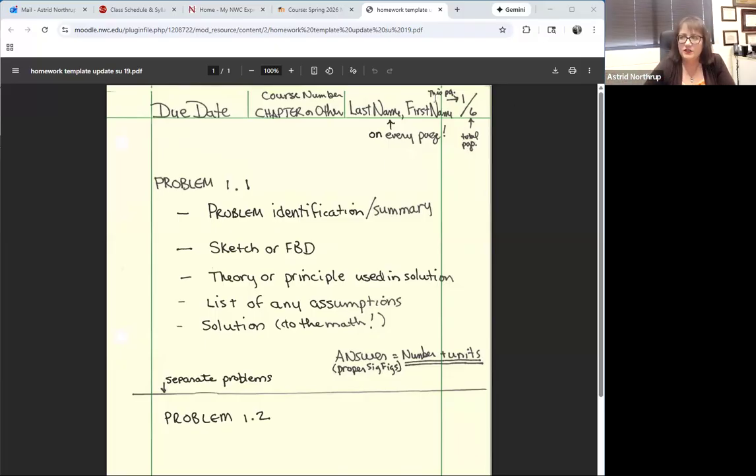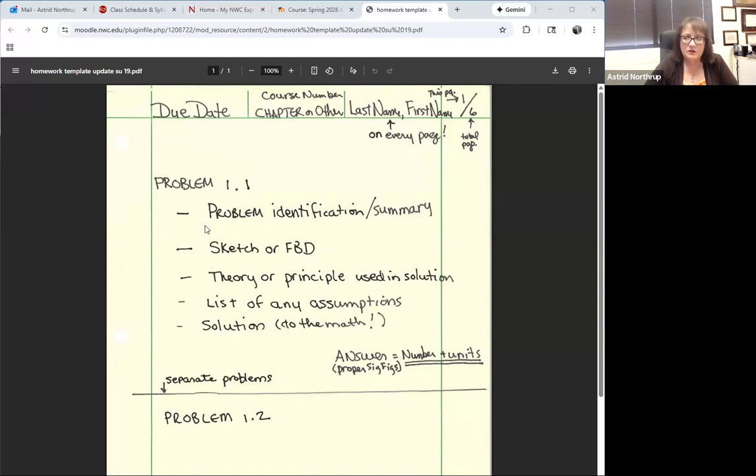So the number of pages you have is going to be quite high, and you're not going to know it until the very end. Maybe your first homework, you have 3 pages, then 2 pages, and then 2 more pages. So that's 3 plus 2 plus 2, which is 7 pages. So the bottom number here would be 7, and then this would be whatever that page number is as you put them in order. All right, so you write the number of the problem, you identify the problem, you do a sketch or a free body diagram as appropriate. You list the theory or principle used to solution, you list any assumptions, and then you do the math.